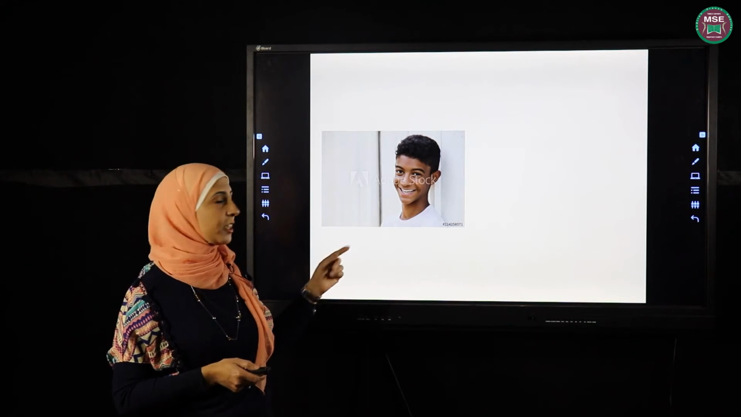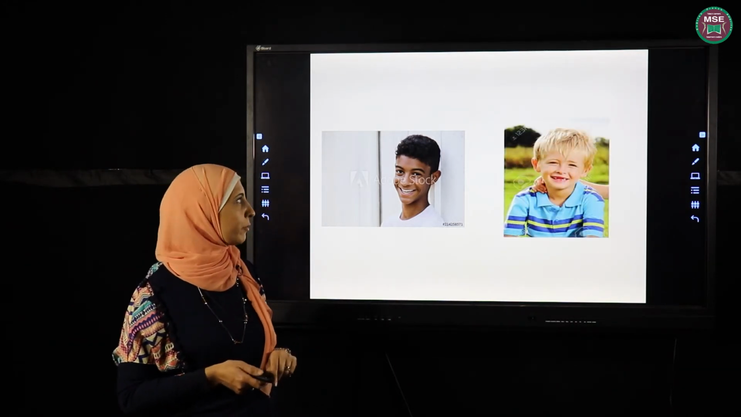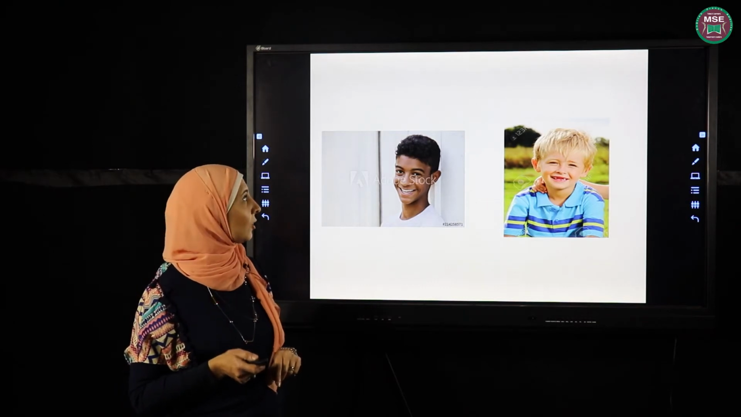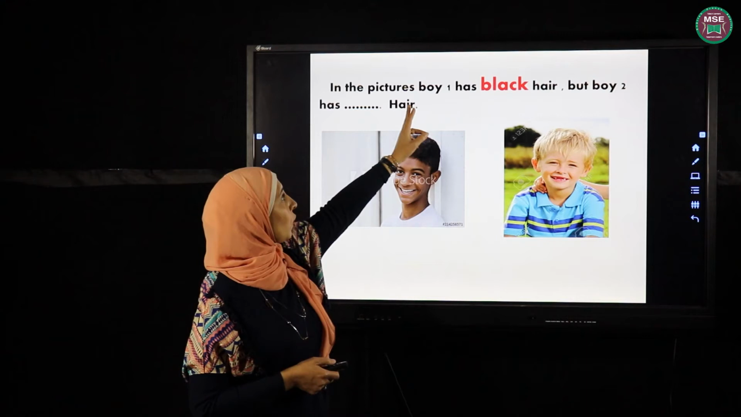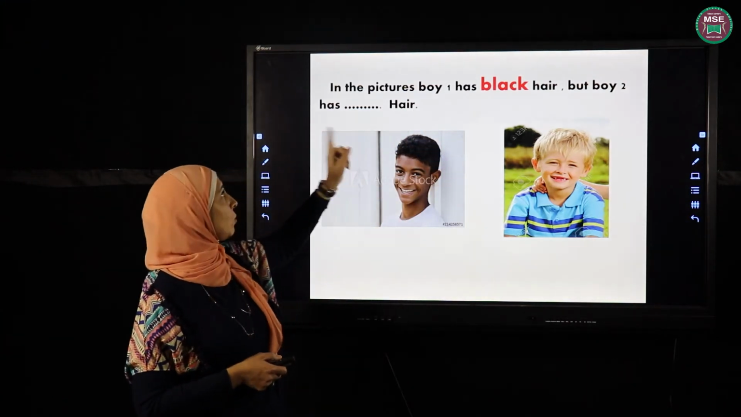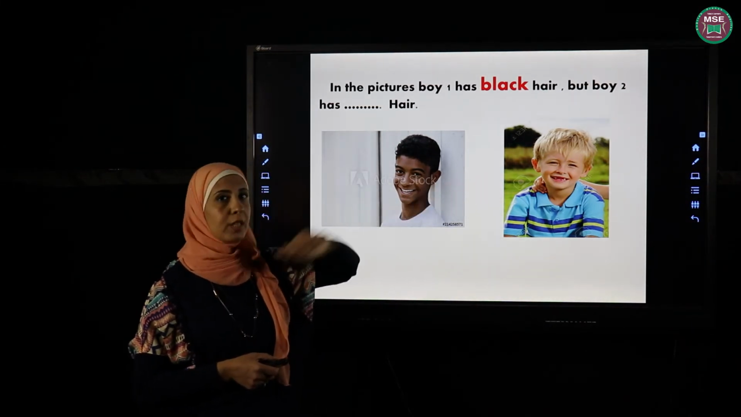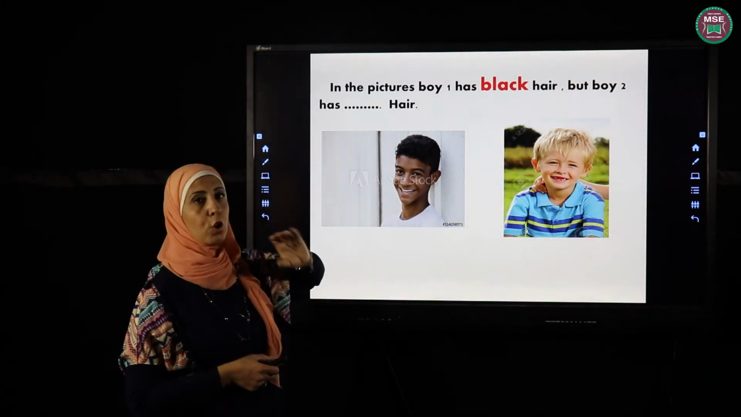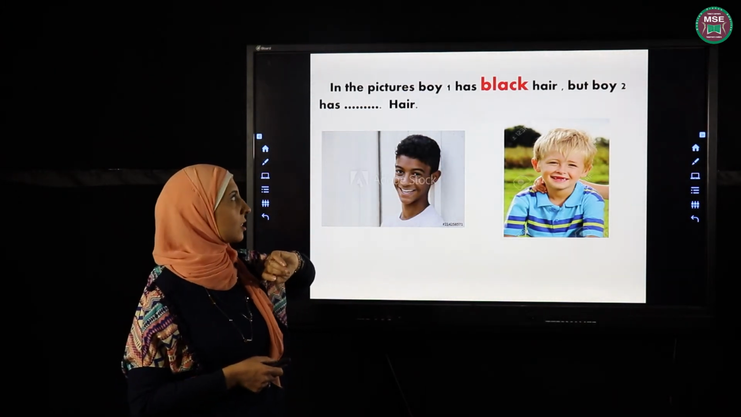Look at the picture here. Okay, we have two different boys, right? Okay, let's read the sentence. In picture 1, the first boy has black hair, but boy 2 has... hair. Look at this color and try to guess, what do we call this color, the opposite of black? Here it's not white, we can't say white.